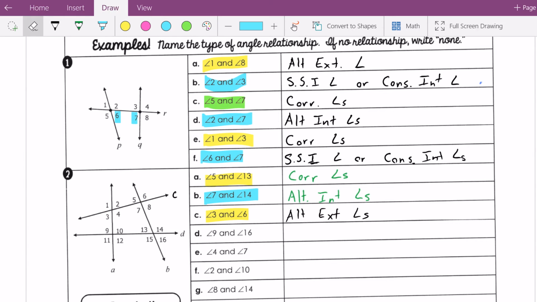Moving on to D, and with D we have 9 and 16. So 9's here, 16's here. They both are on line D. So line D is our transversal. We're only worried about on that line, so we don't really even look at the top. 9's on the outside, 16's on the outside. 9's on top, 16's on the bottom. So they're on opposite sides of the transversal, and they're on the outside, so our answer is alternate exterior angles.